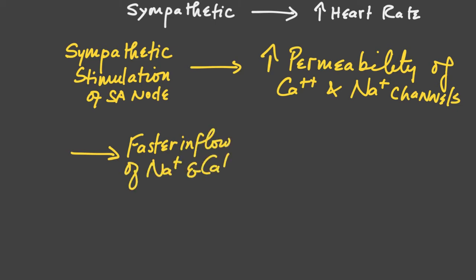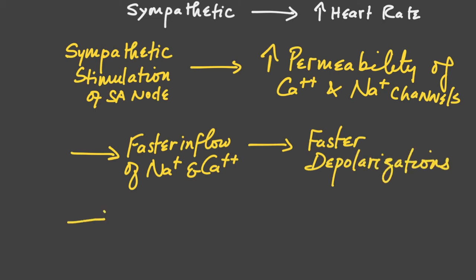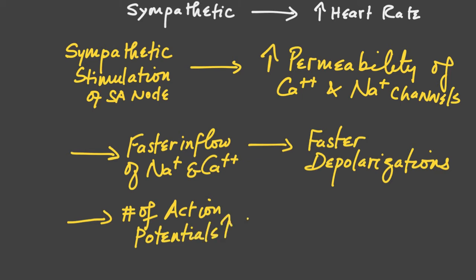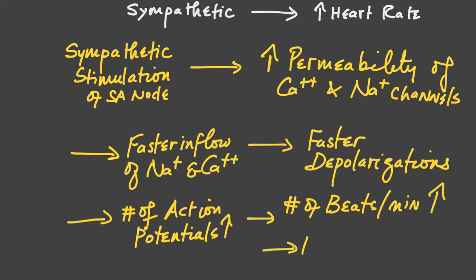Even though sodium is normally slow, it's a little bit faster. And this increases the rate of depolarization. So there are faster depolarizations within the same time frame. So we end up with more action potentials within the same time frame. So the number of action potentials goes up. So if that goes up, the heartbeats per minute goes up as well. So number of beats per minute goes up. So that's the arrow going up, meaning it increases. And so the heart rate increases.